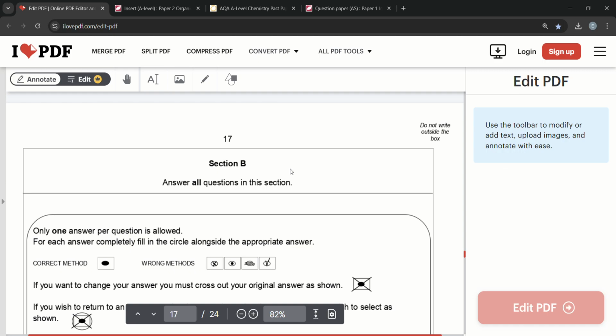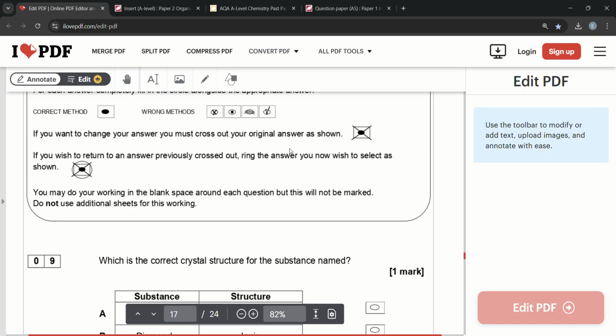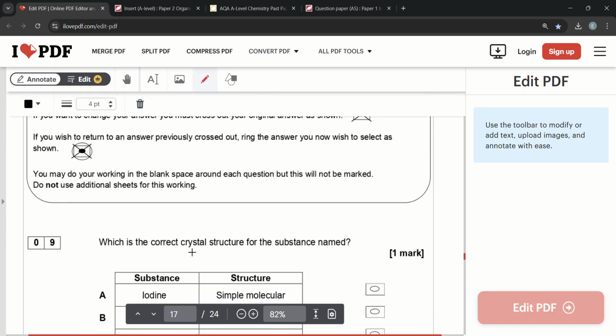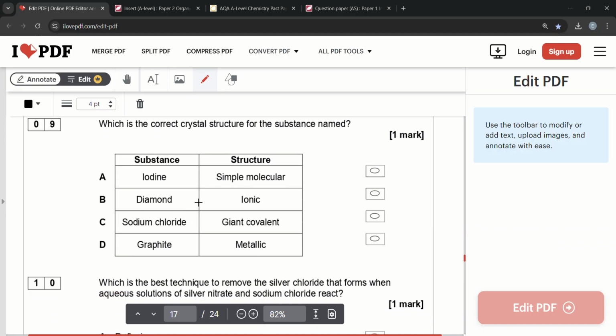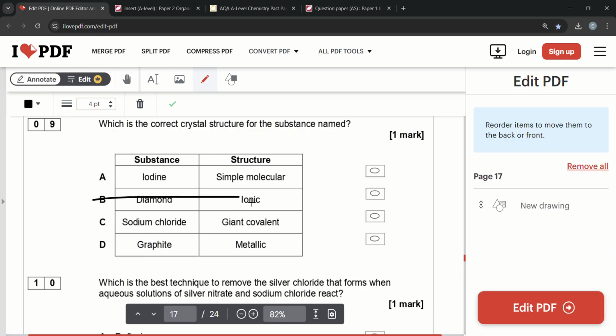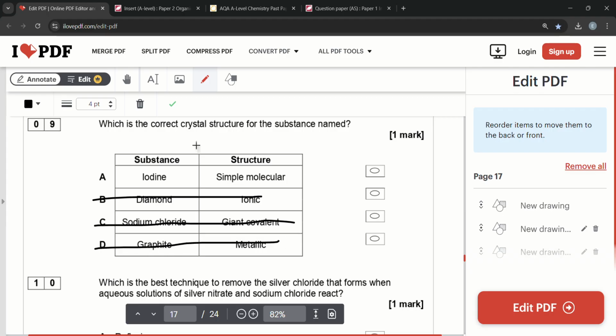Section B. Okay, let's go for it. Hard work. Question 9. Which is the correct crystal structure for a substance named? Diamond ionic? No. Sodium chloride giant covalent? No, that is giant ionic lattice. Graphite metallic? No. Iodine simple molecular? Yes. And you do need to know these structures.